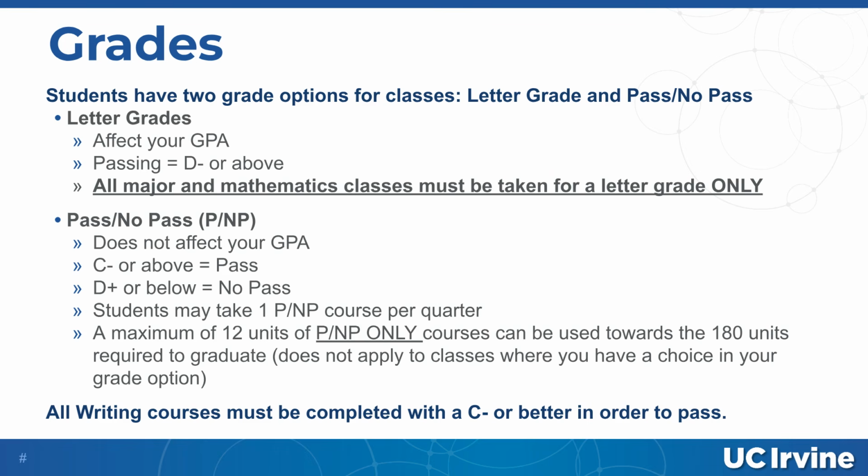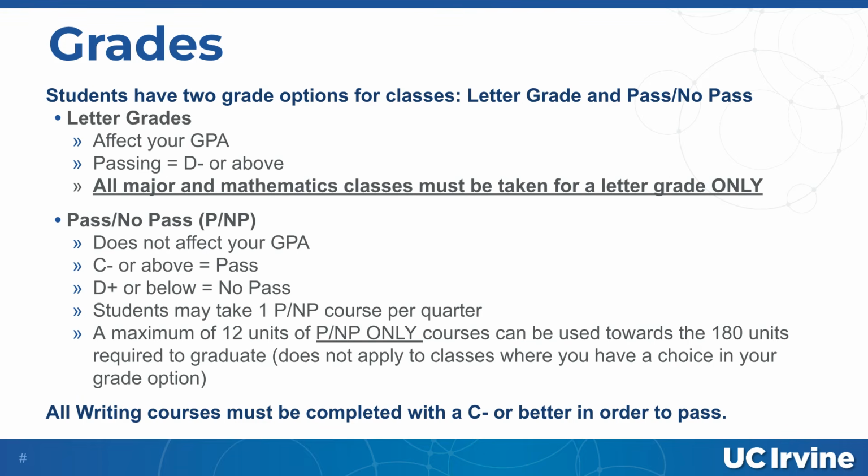Next, we will cover grading at UCI. You have 2 grade options available for your courses: letter grade and pass/no pass. Letter grades follow the standard A, B, C, D, and F scale and do affect your GPA. It is important to note that the minimum passing grade at UCI is a D-, which may differ from what you are accustomed to. A grade of D- will still count as passing, and you will receive units for the course. There is one exception.